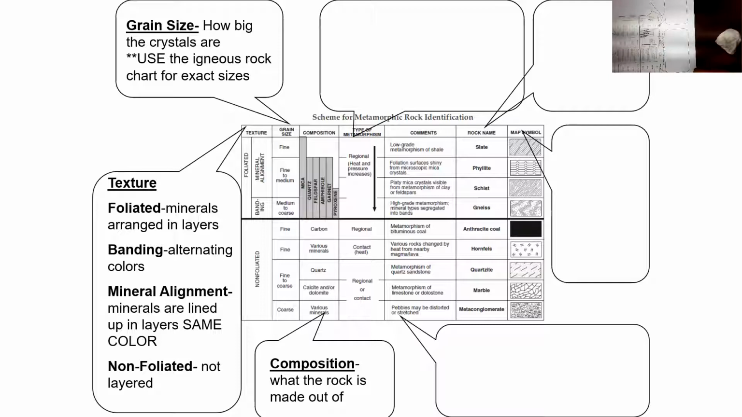What I mean is, let's look at the composition. Let's take the easy part first. Take a look at the non-foliated. Pretty easy, right? What is anthracite coal made out of? Carbon. What's quartzite made out of? Quartz. What it's made out of is the composition. Marble is made out of calcite or dolomite. That's easy, right? What the heck is this bar graph situation here?